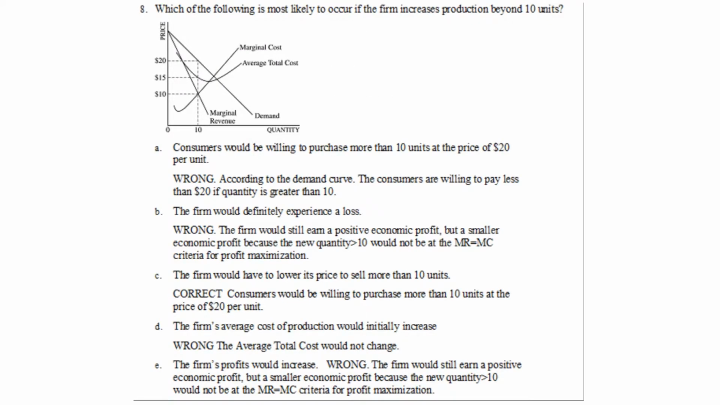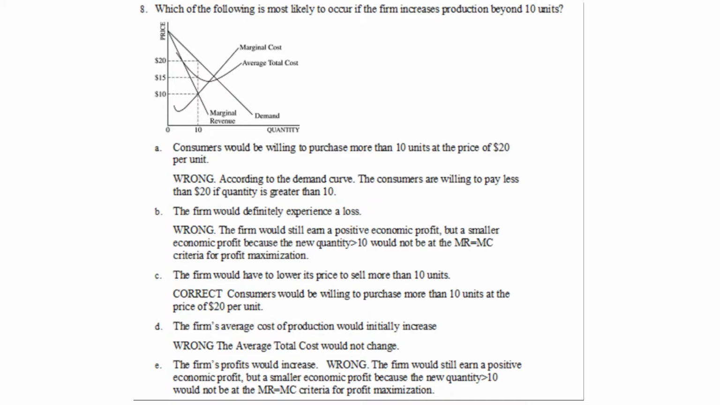Which of the following is most likely to occur if the firm increases production beyond 10 units? A is wrong. Consumers would be willing to purchase more than 10 units at the price of $20 per unit. This is wrong because according to the demand curve, the consumers are willing to pay less than $20 if quantity is greater than 10. B, wrong.